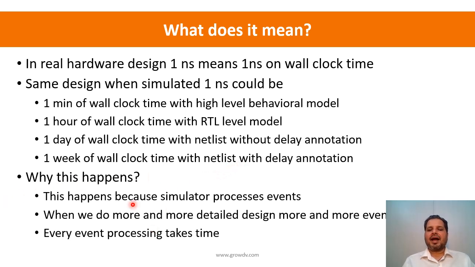Rather, the first stage was least accurate, the last stage has become most accurate, and the time has increased. Now if you try to understand why this happens, it is because the more and more detailed the design, the more and more events will get generated. This is a very important point to note, because any input change now needs to go through so many components.